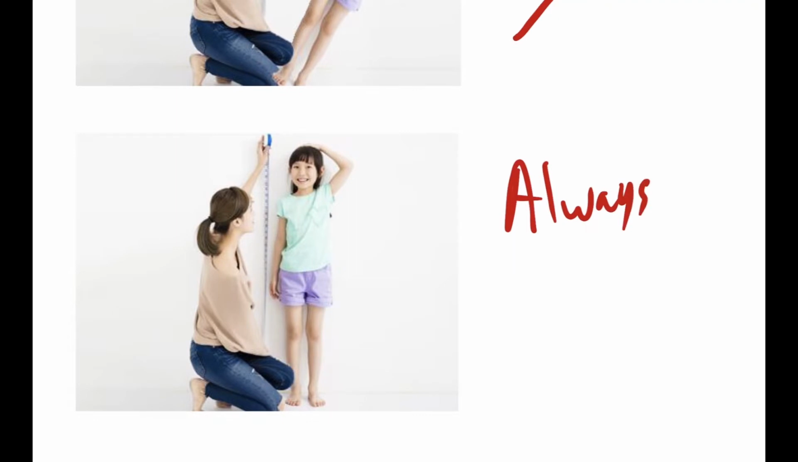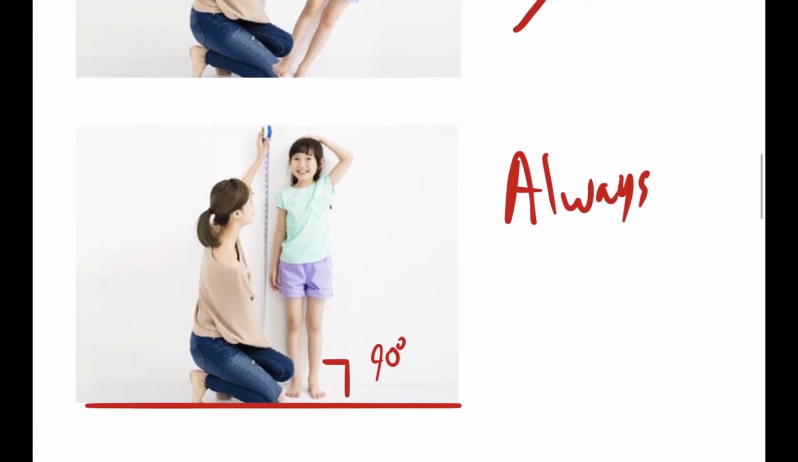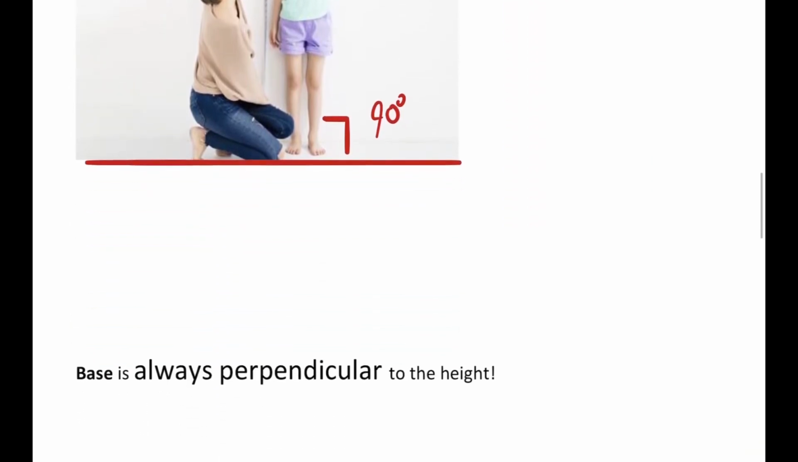If I were to talk about it in terms of the floor, so if this was the floor, my height, let me write that a little more straight. If that's the floor, my height is always going to be perpendicular to the floor. Always perpendicular, always a 90-degree angle. That's very, very important. Never ever is my height diagonal, right? So it doesn't make any sense. That's not the height. So height is always going to be perpendicular to what we're going to call the base.